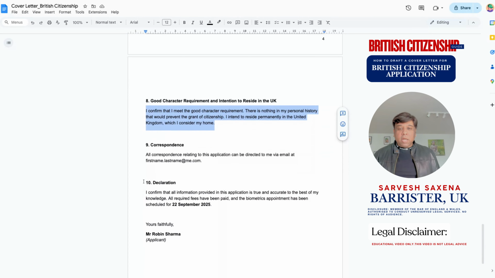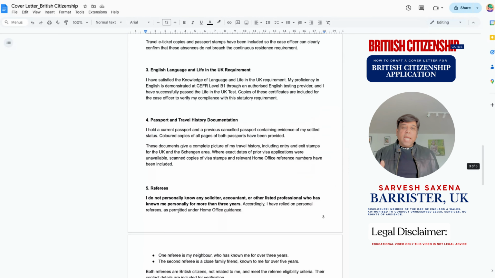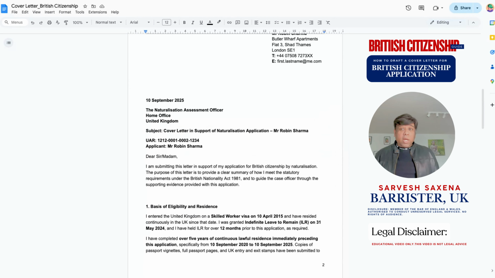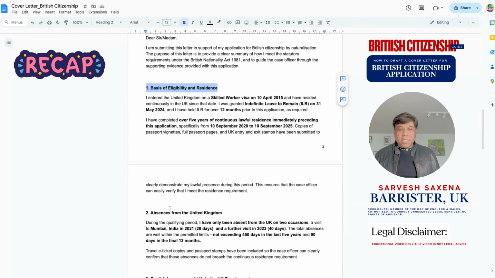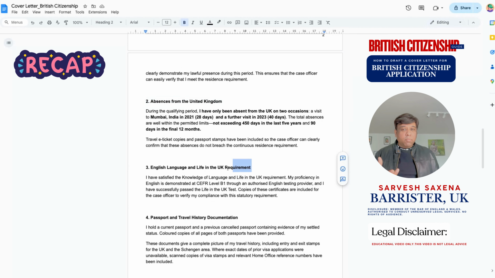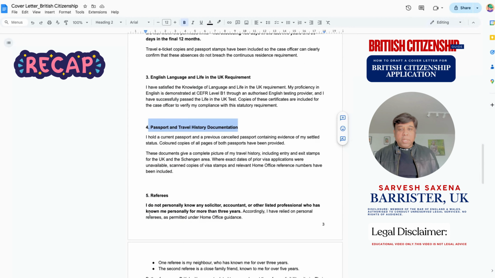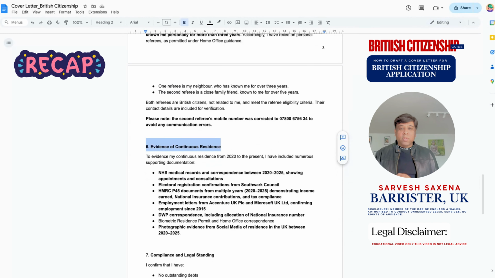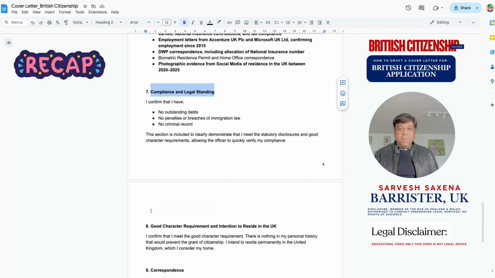Okay. And then otherwise you just write your name, sign it, and make it into a PDF copy. And this should be the way you draft your application for a naturalization application. Now, when you look at that, you will make a very strong impression, provided all your documentation is in order. As you can see, there is a structure of basis of eligibility, then absences from the UK, which is point number two, English and Life in the UK test requirement, then previous passport and travel history documentation, referees is quite important, evidence of continuous residence, extremely important, and then compliance legal standard is pretty standard, good character requirement.